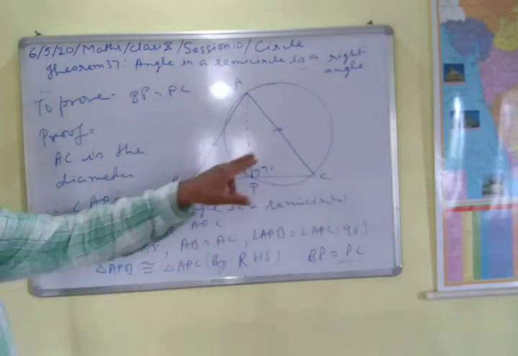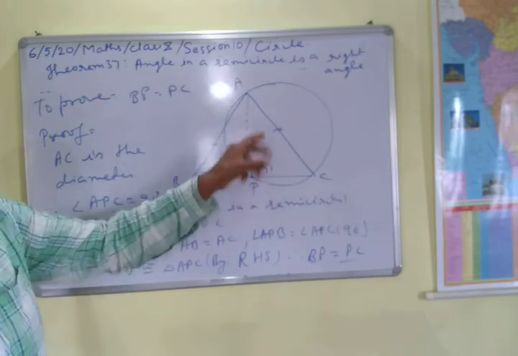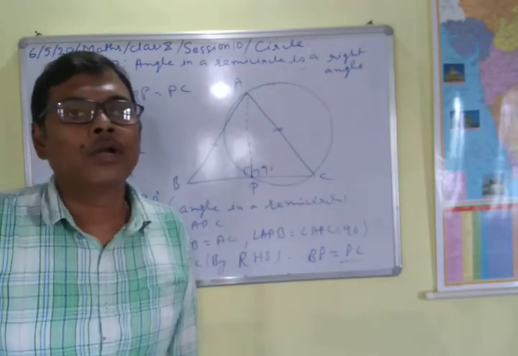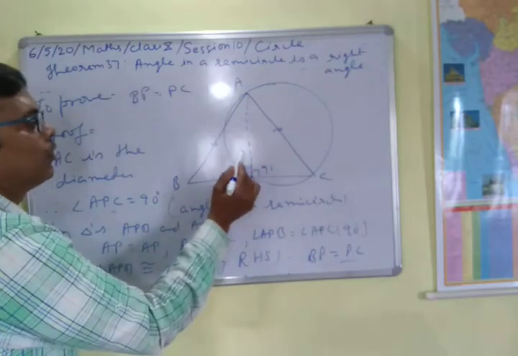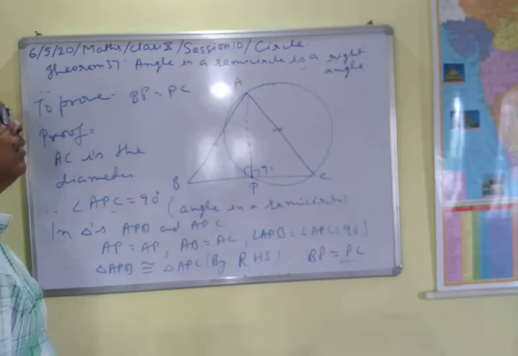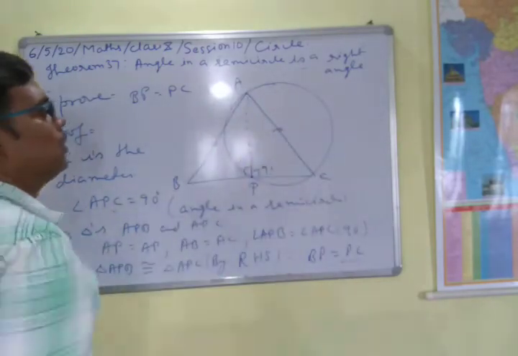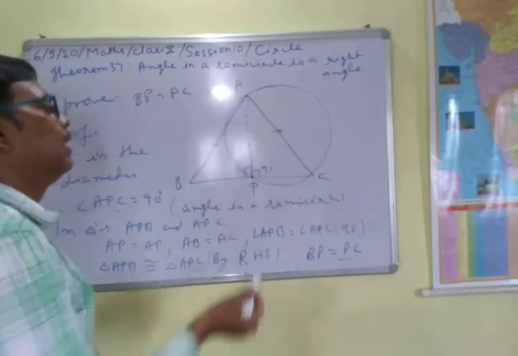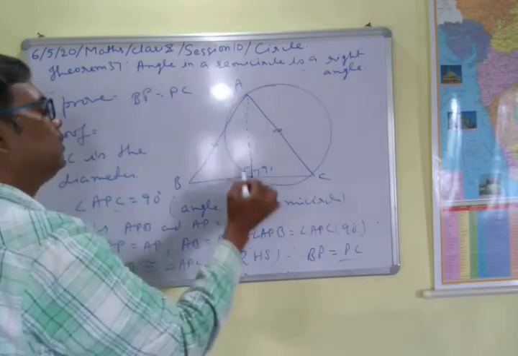We will start by joining AP, and then this angle will be equal to 90 degrees, because AC is the diameter, and you know that the angle in a semicircle is a right angle. So this will be 90 degrees, and if this is 90, then this will also be 90 degrees. Then prove that these two triangles are congruent, and you need three conditions to prove it. The first condition is AB equal to AC, it is already given, the next condition is AP equal to AP, common side, and the third condition is angle APB equal to angle APC.